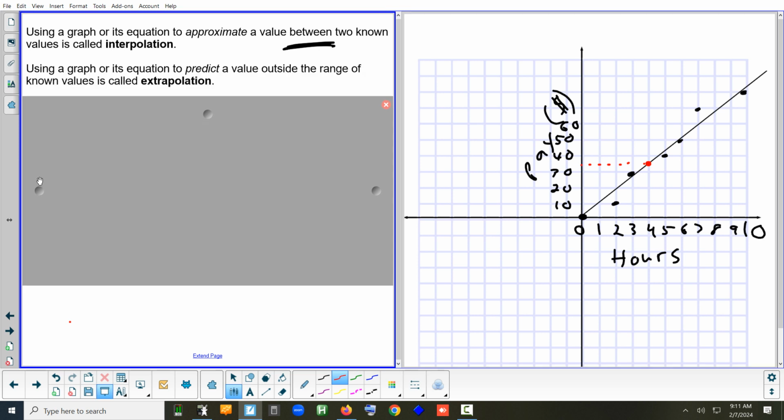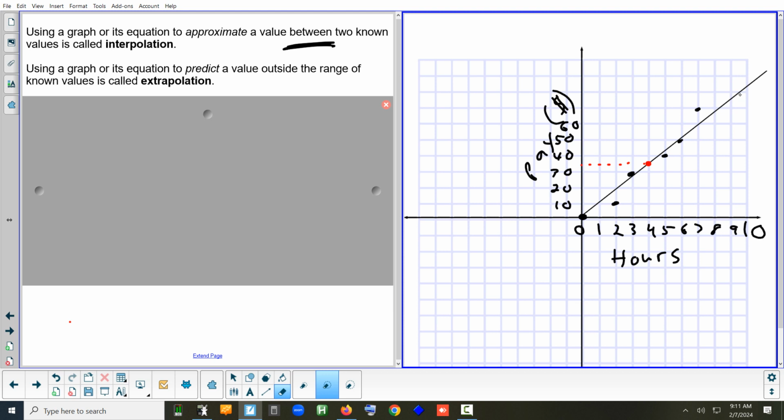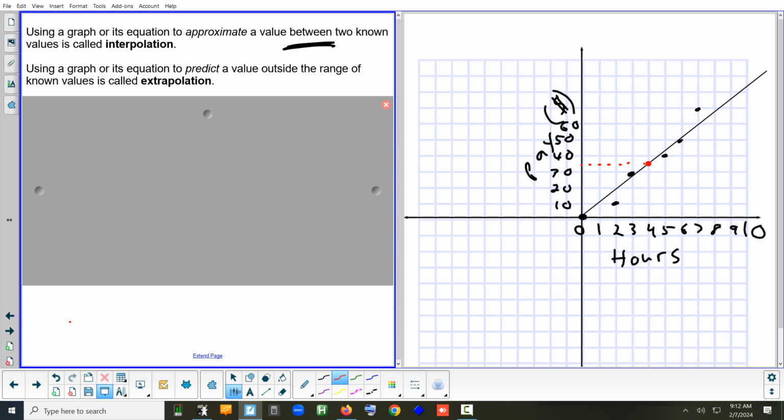The other type of prediction we can do is extrapolation. So extrapolation is still making a prediction, but it's not a prediction between 2 values that you know. It's a prediction beyond the values that you know.